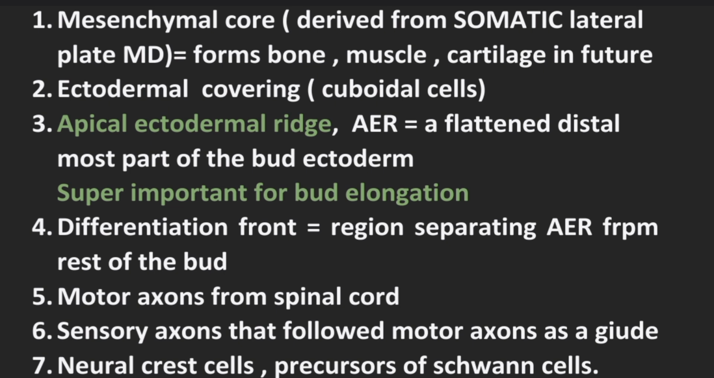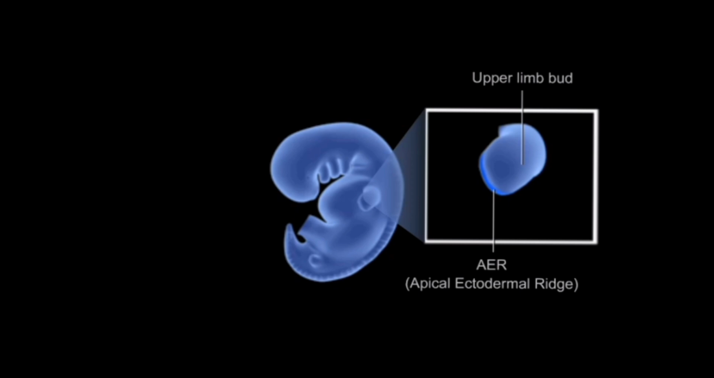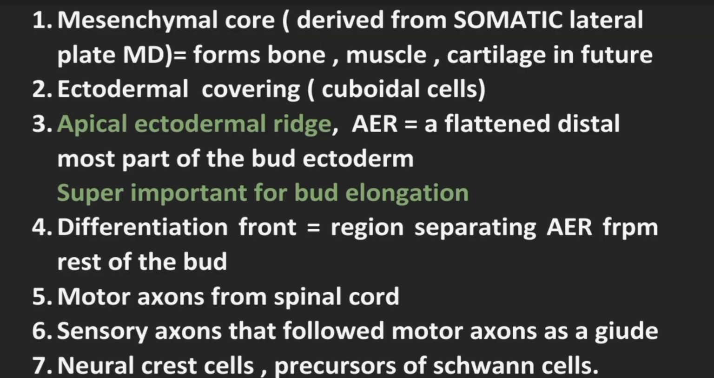The next thing is that these cuboidal cells, the most distant part of them, like the part which would be away from the body, that part is known as the apical ectodermal ridge, or simply AER, or simply the fastest growing part of the limb, right? And it is very important for bud elongation, because as this part grows, these cells multiply in this apical ectodermal ridge, and in that way the limb elongates.